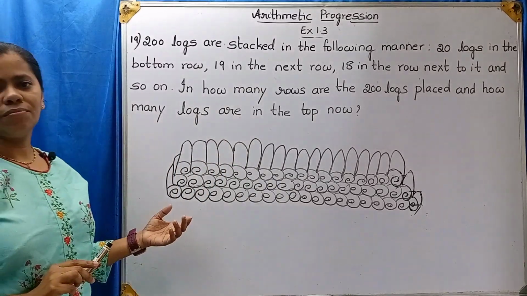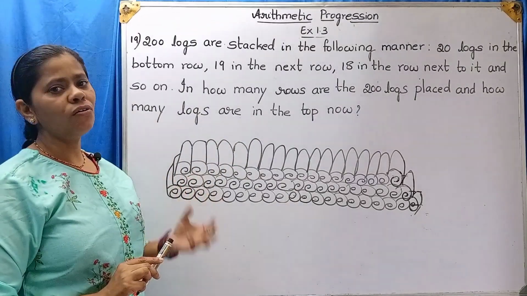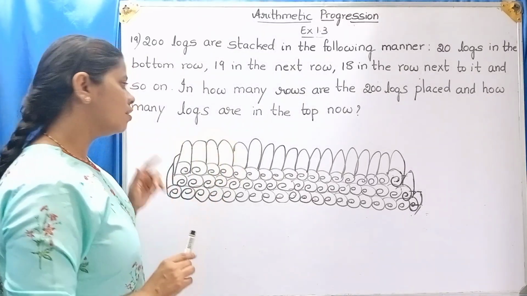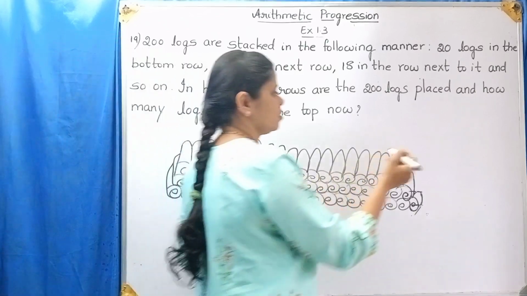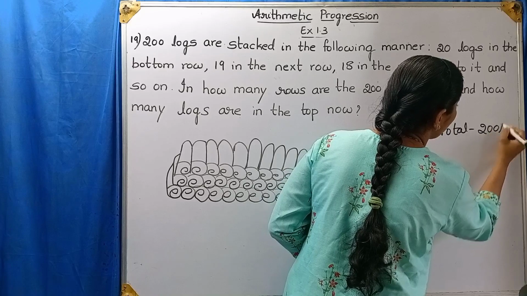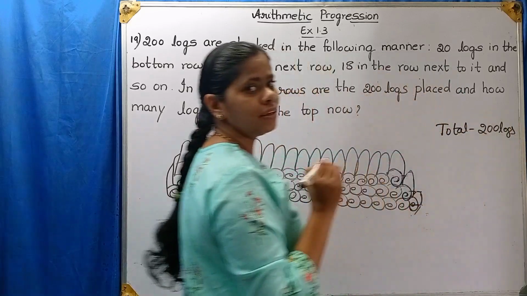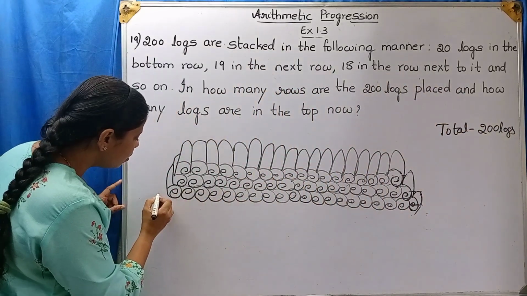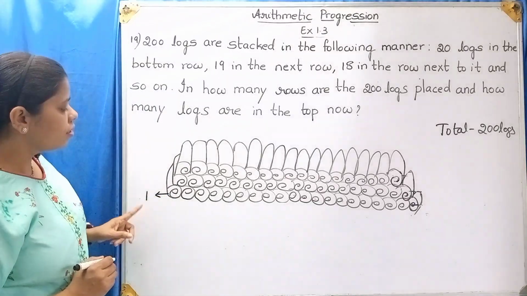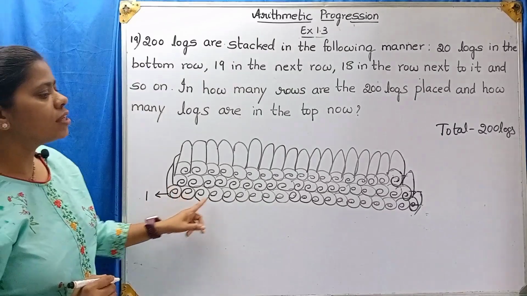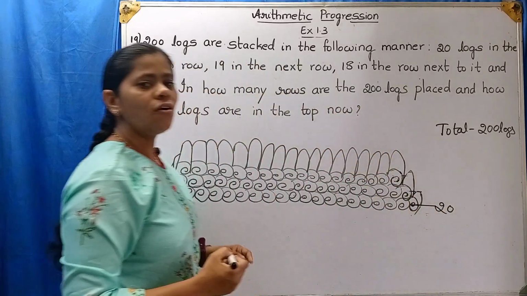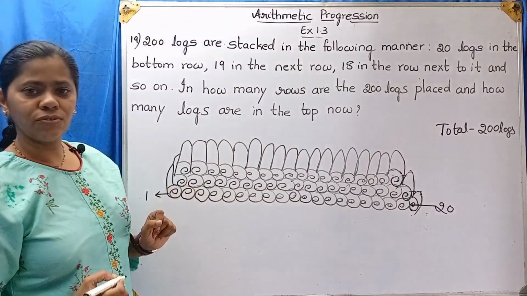Okay, see here. Logs means it is a piece of wood. And they are arranged in this way. There are totally 200 logs. The arrangement is like this. In the last row, let me consider it as the first row. In the first row, how many logs are there? 20. 20 logs are arranged in the last row.